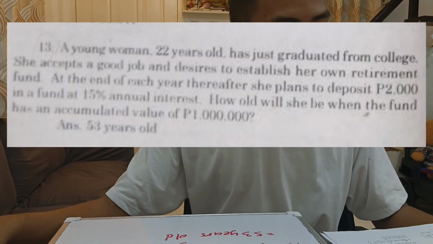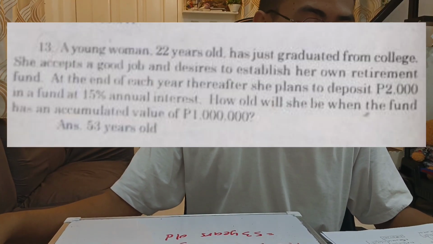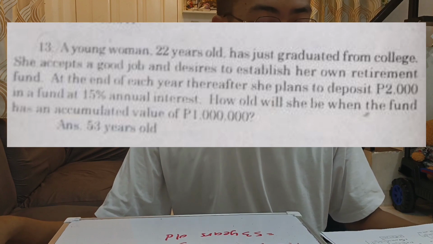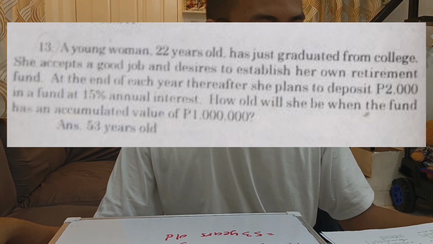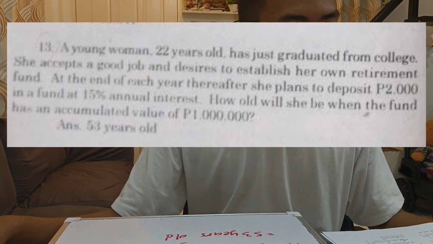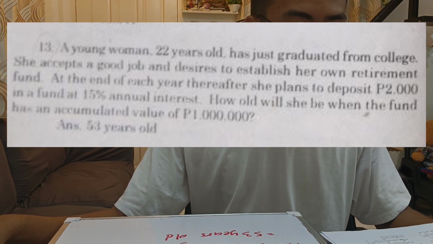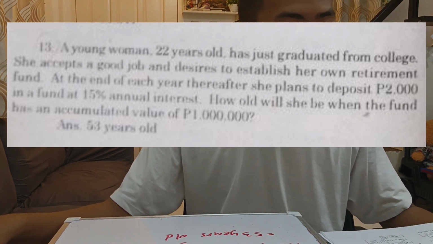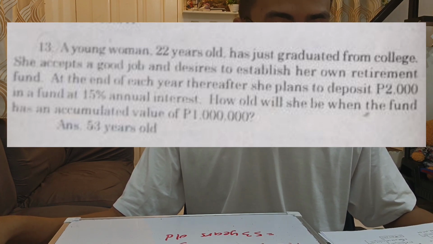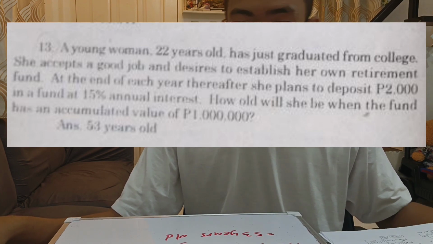Number 13. A young woman, 22 years old, has just graduated from college. She accepts a good job and desires to establish her own retirement fund. At the end of each year thereafter, she plans to deposit 2,000 pesos in a fund at 15% annual rate. How old will she be when the fund has an accumulated value of 1 million pesos?